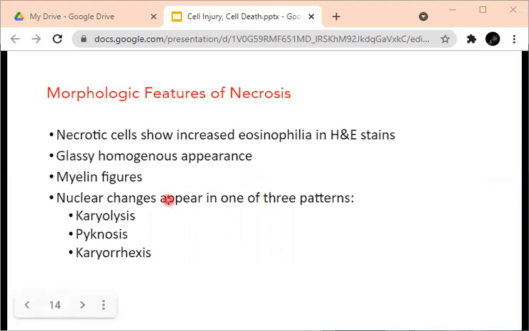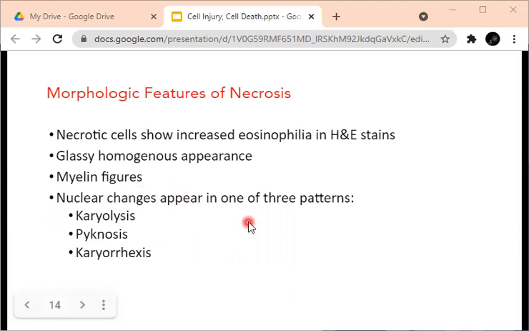And then we have myelin figures. Myelin figures are large phospholipid precipitates. So myelin figures are actually the product of phospholipid precipitates of the plasma cell membrane, our cell membranes.